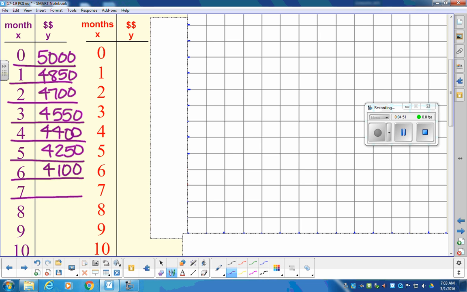At month 7, we lose another $150, which is $3,950. Subtract another 150. You can do that in your head. That's fabulous. If not, grab your calculator. 3,950 minus another 150 out of the bank.